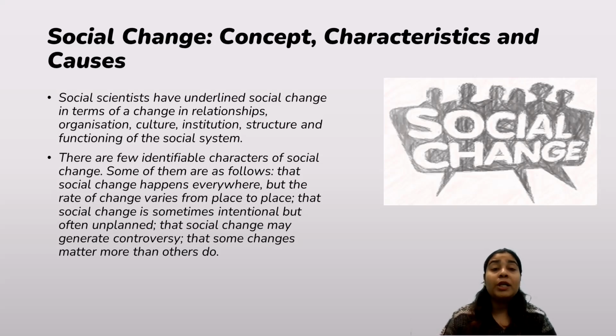So social change is a continuous and ongoing process that carries on and on. Now, there are a few identifiable, noticeable characteristics of social change, and we'll be discussing a few of them. First, social change happens in every society, but the rate of change varies from place to place.